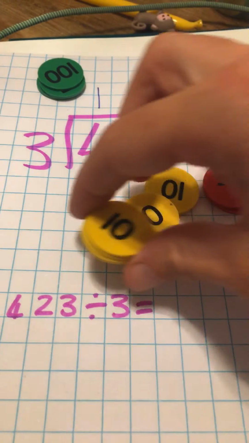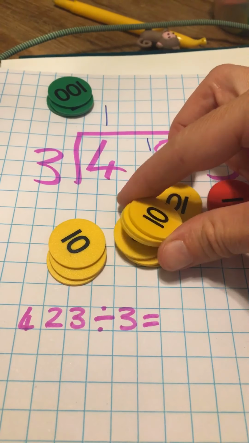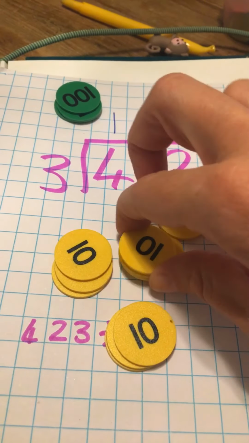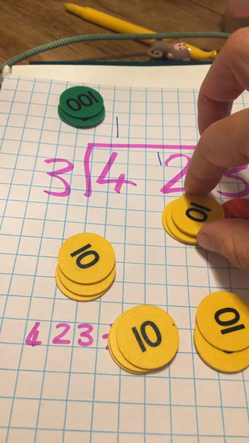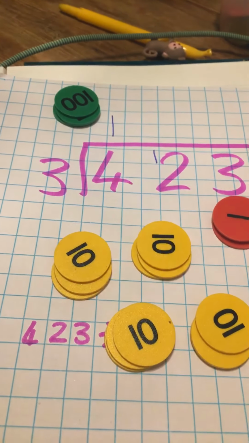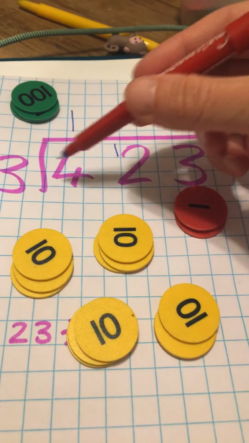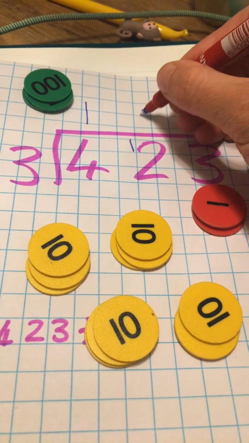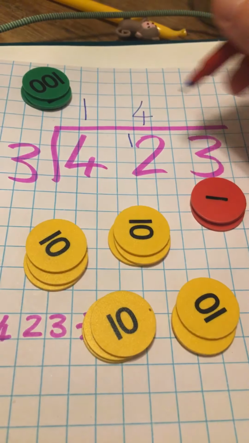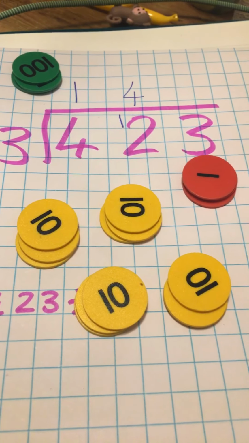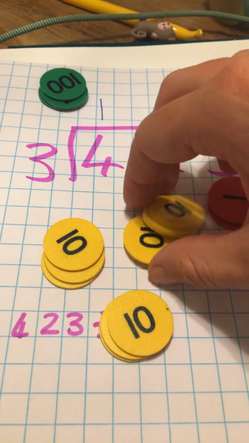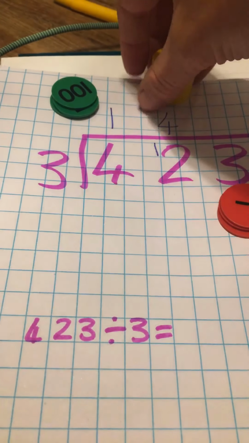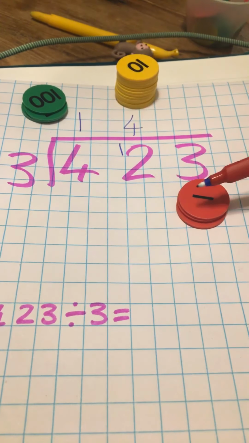Well, we've got 1 three, 2 threes, 3 threes, and 4 threes. How many 3s in 12 tens? The answer is 4. And there aren't any left over, which is always nice because we don't have to move anything over. Excellent.